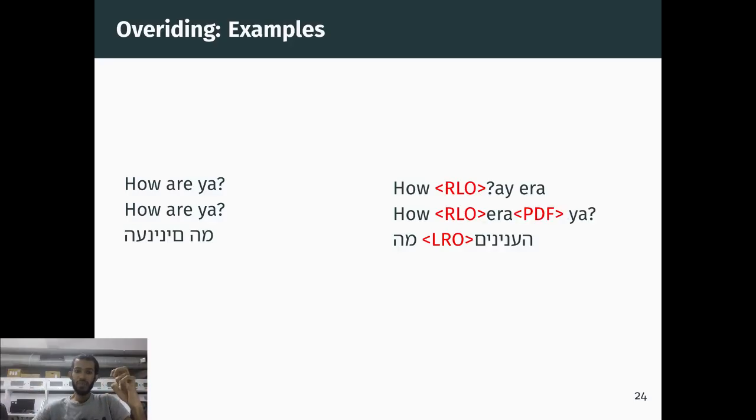So to see an example where the PDF character is used, see the example in the middle. Just the "era" part is overridden; the override happens only for the word "era". The rest of this is rendered as it is. So this PDF character is useful because these control codes can be nested. There is a limit, but that's a very generous limit. Two hundred something levels of nesting are allowed.